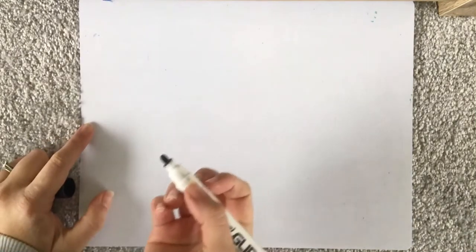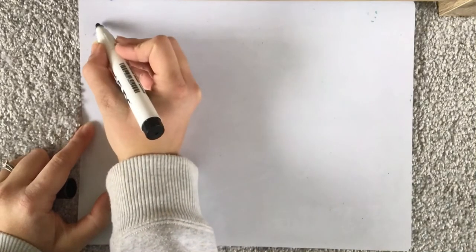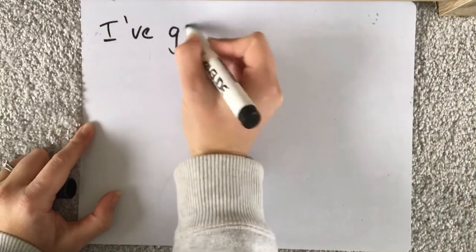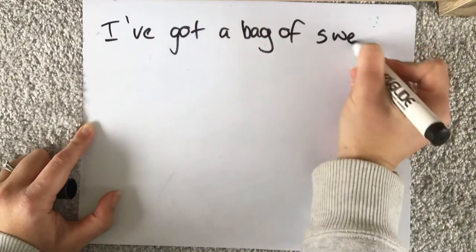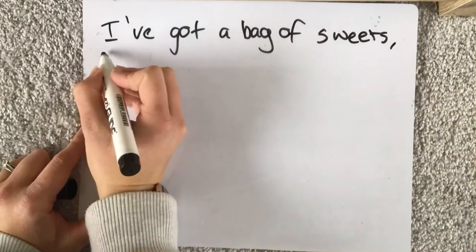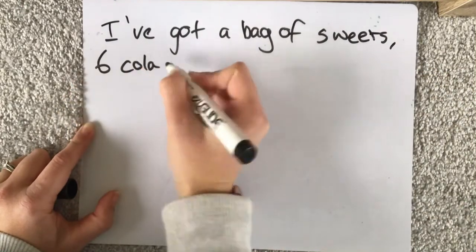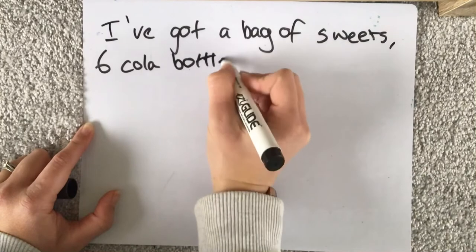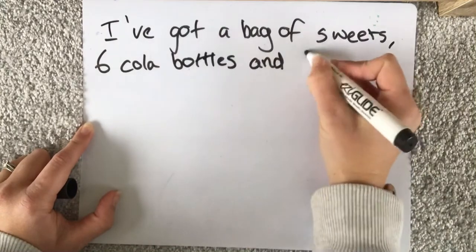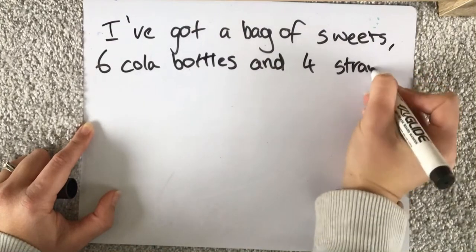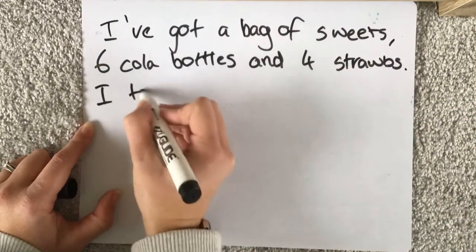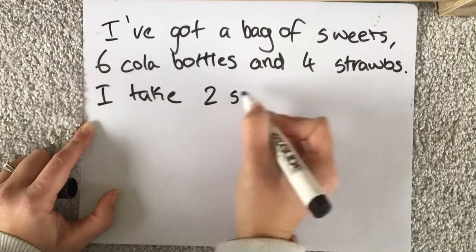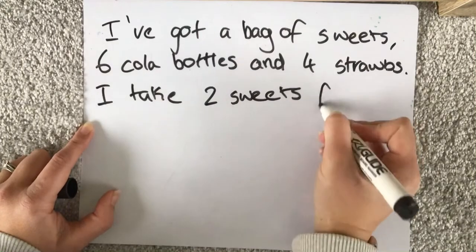Okay, so we're going to have a look at dependent probability. Imagine that I've got a bag of sweets. Let's say that we've got 6 cola bottles and 4 strawberries. Okay, and I'm going to take 2 sweets from the bag.